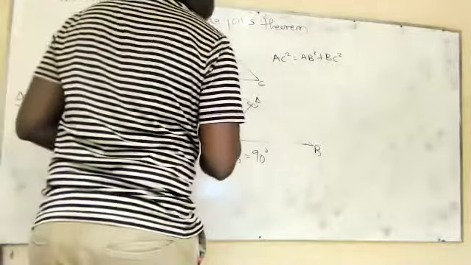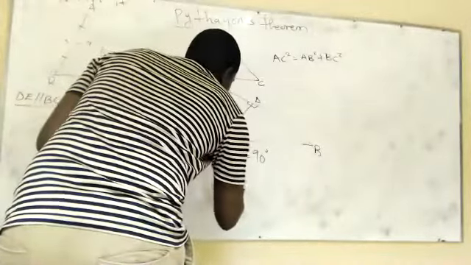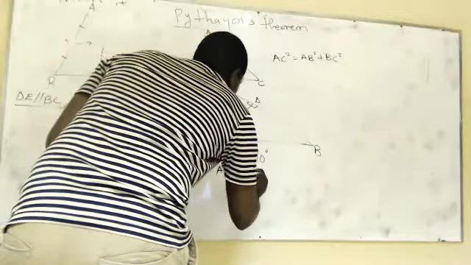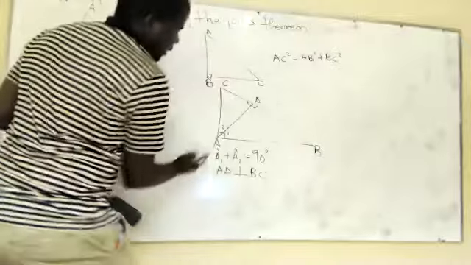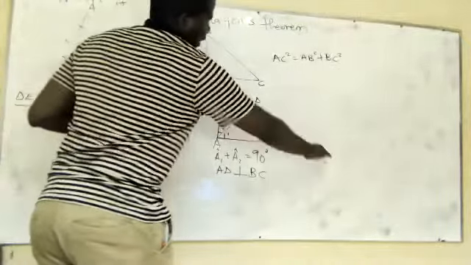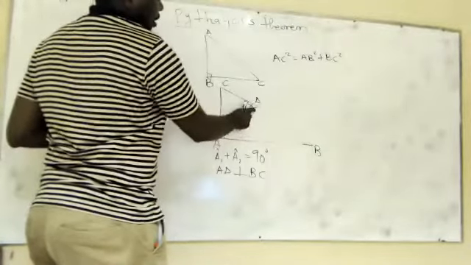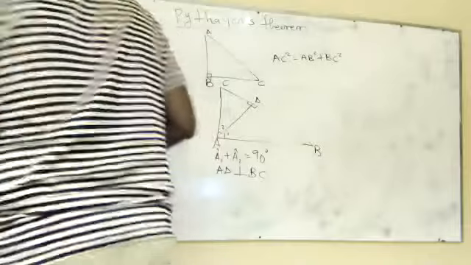So now the other information that is given is that the side AD must be perpendicular to the side BC. The side AD must be perpendicular to the side BC. And that information is also given there. You will see where we are going with this.